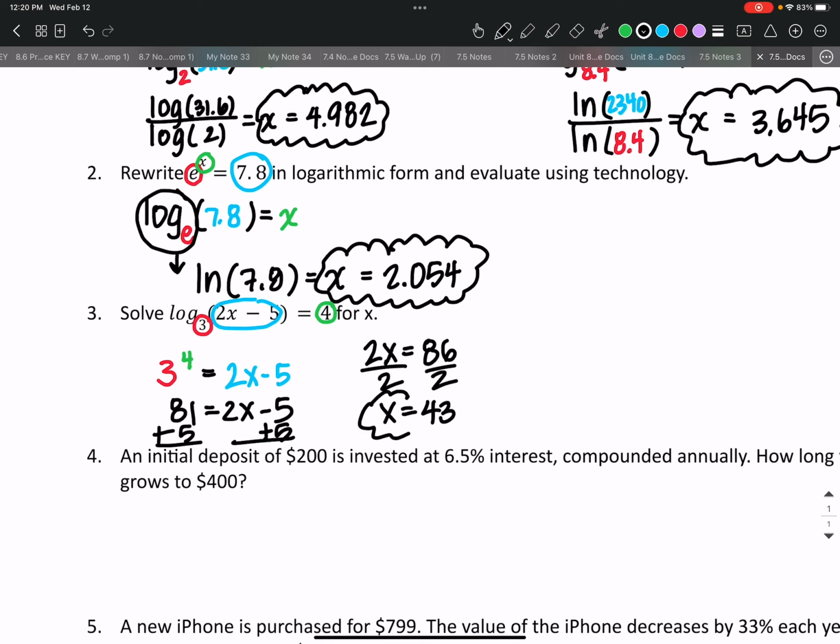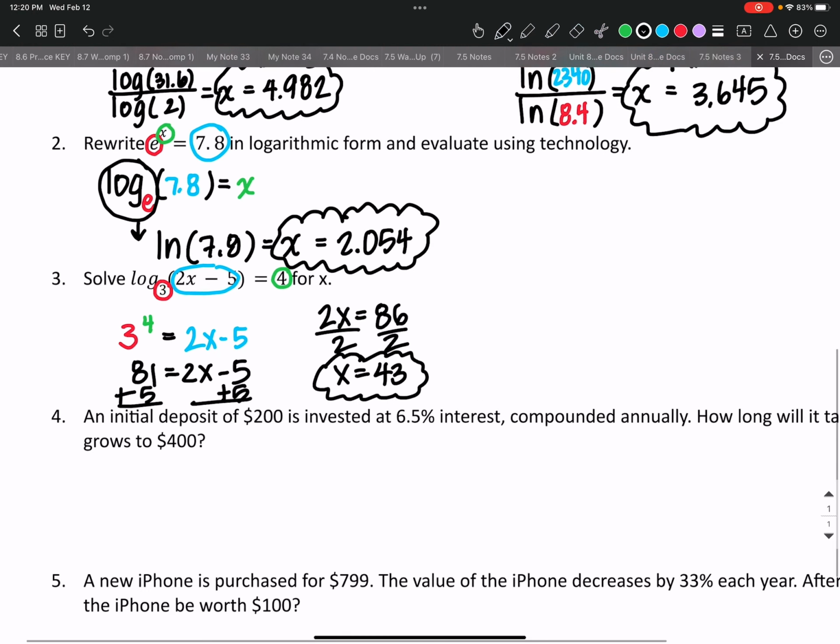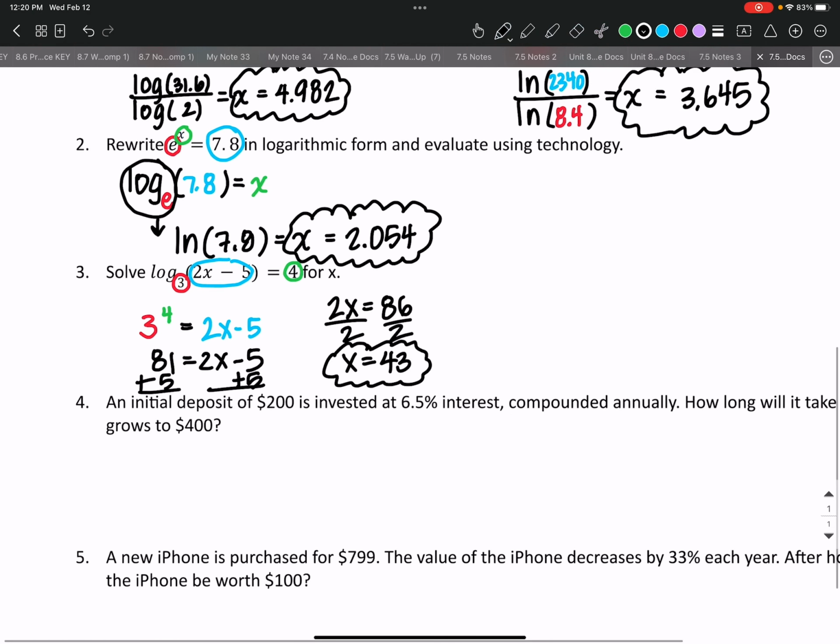And that is my answer. So I have to have x, in order for this statement to be true, x needs to be 43, because that would make the inside 81.